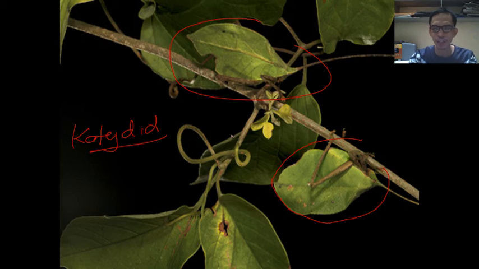Now what will happen here if the color of the environment changes? What will happen to this insect? So they will likely die. Just like the praying mantis earlier, when the environment is compromised, their survival also will be affected, something like that.